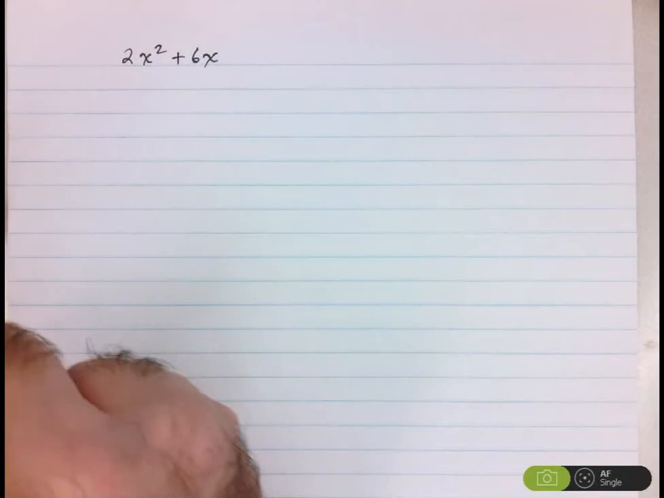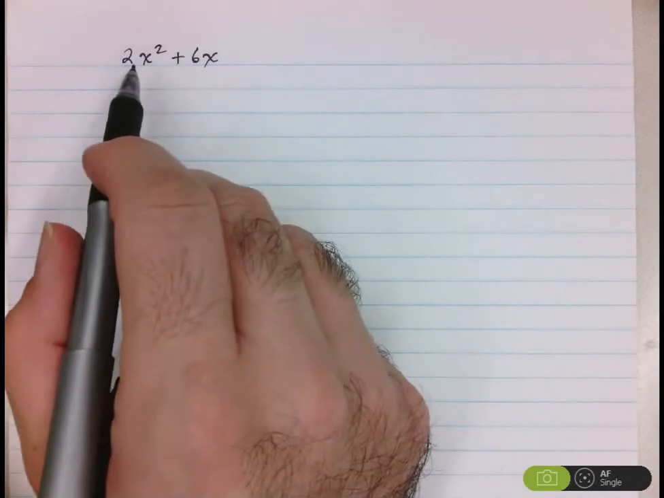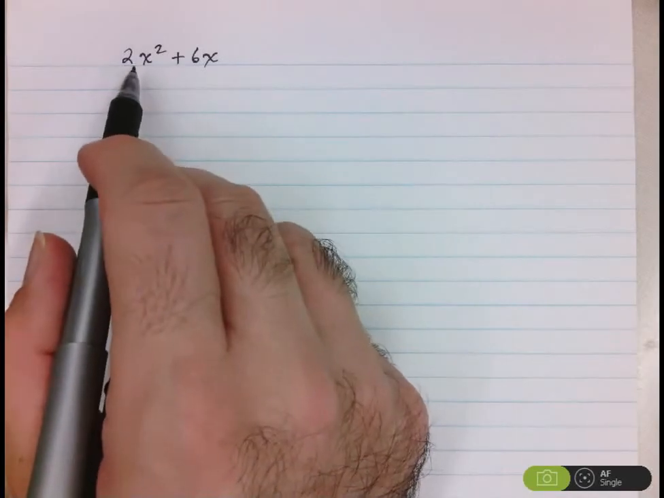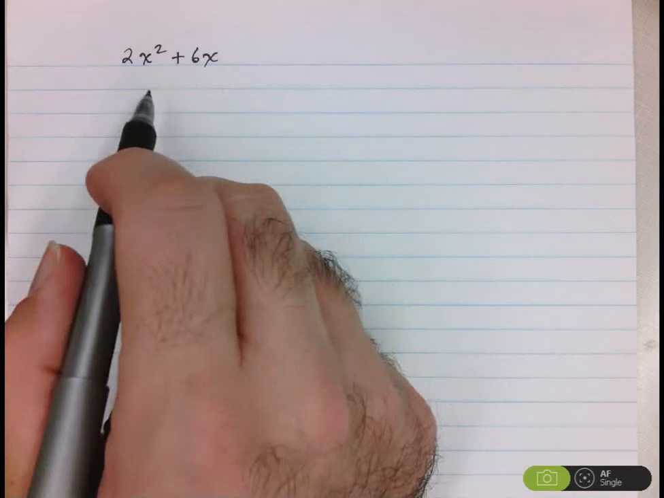Hi folks, we want to continue our work on factoring right now, and I'd like to start off with an example we can already do. So let's say you have an expression 2x squared plus 6x. And I want to factor this, meaning writing it as a product of two other expressions, hopefully simpler expressions.